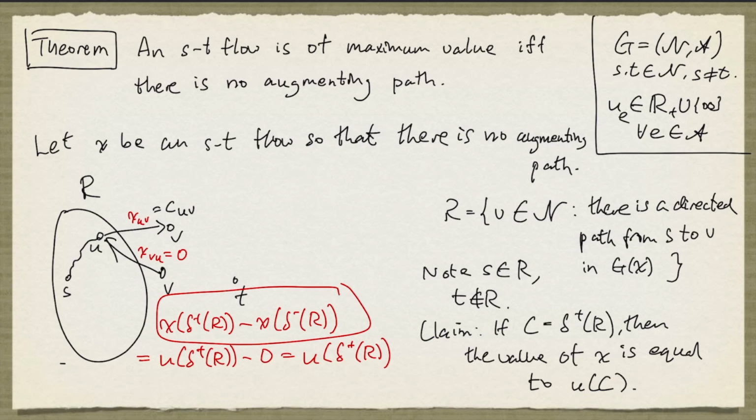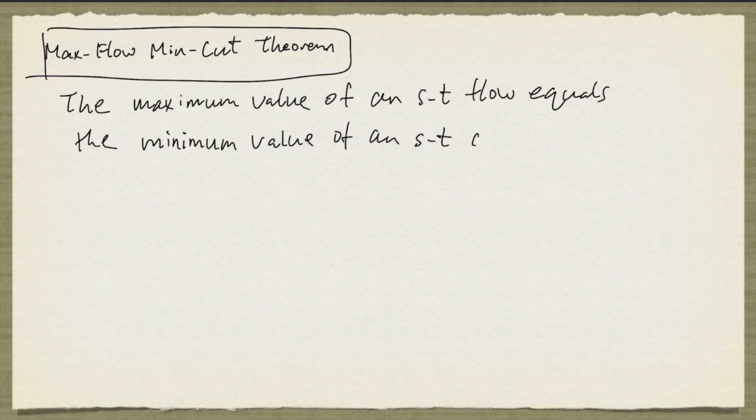And we can summarize this discussion with the following classical result called the maximum flow minimum cut theorem. The theorem states that the maximum possible value of an ST flow equals the minimum possible value of an ST cut. At first sight, this theorem doesn't seem very profound, but there are quite a few interesting applications that follow from this theorem.